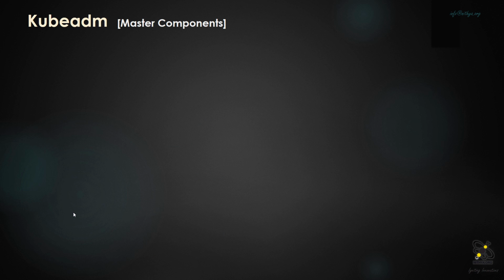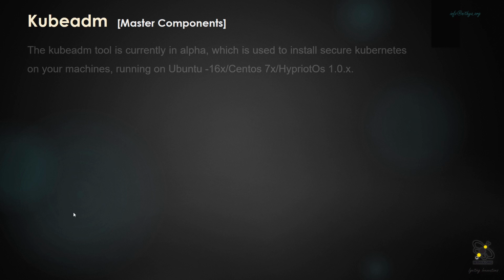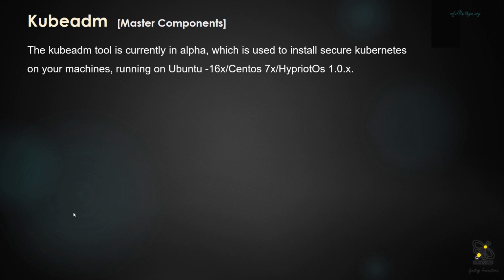And another newly introduced component is called Kubeadm. Kubeadm is a tool, not actually a component. It is going to run on the Kubernetes master. It is currently in alpha, and it is used to install secure Kubernetes on your machine, running on Ubuntu 16.x onwards, CentOS 7.x onwards and HypriotOS 1.0 onwards.